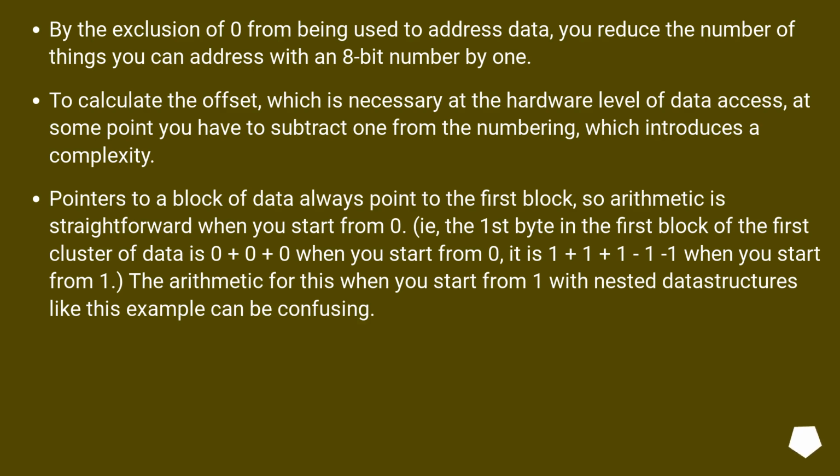Pointers to a block of data always point to the first block, so arithmetic is straightforward when you start from 0. The first byte in the first block of the first cluster of data is 0 plus 0 plus 0 when you start from 0. It is 1 plus 1 plus 1 minus 1 when you start from 1. The arithmetic for this when you start from 1 with nested data structures like this example can be confusing.